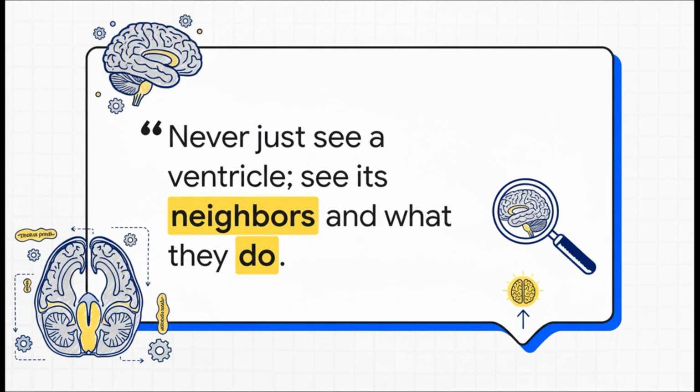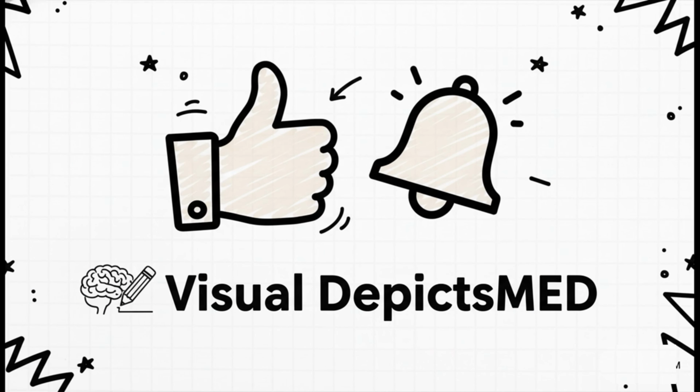I really want to leave you with this thought. The absolute key to understanding clinical neuroanatomy is to never just see a space like a ventricle. You have to see its neighbors, the critical brain structures that are forming its walls, its floor, and its roof. And you have to understand what those neighbors do. That is where all the clinical magic happens. I really hope this tour helped make the architecture of the lateral ventricles feel a little less intimidating.